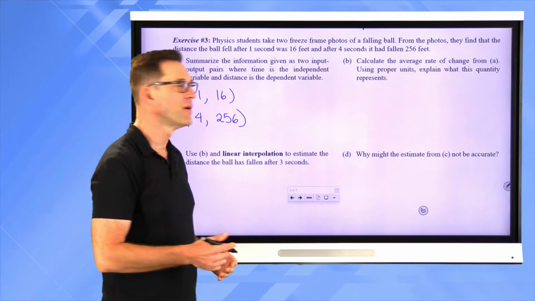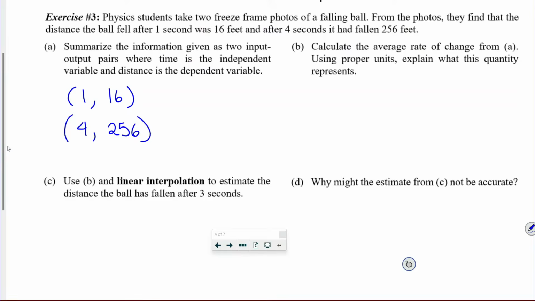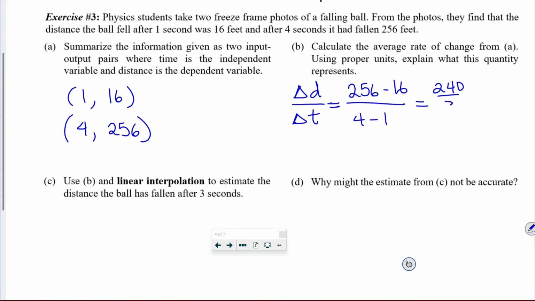All right, simple enough, right? What we're looking at here is the change in distance divided by the change in time. That's going to be 256 minus 16, all divided by 4 minus 1, right? Again, we can just do all this on our calculator. We're going to end up with 240 divided by 3. Maybe we don't even need our calculator, and that's going to be 80. Keep in mind, the numerator has units of feet. The denominator has units of seconds, so that's going to be 80 feet per second.